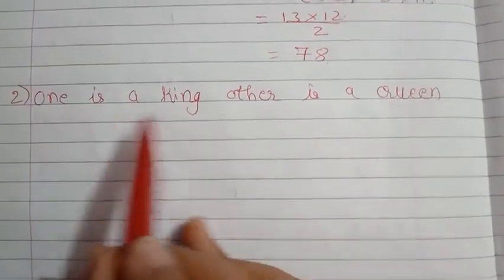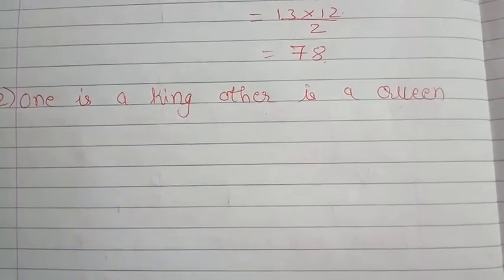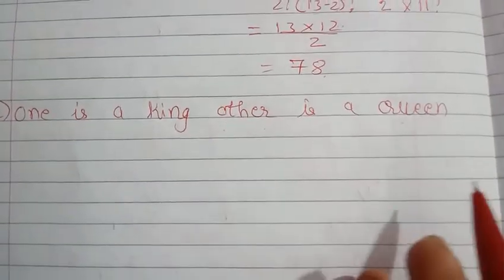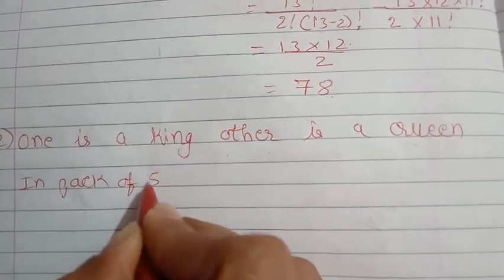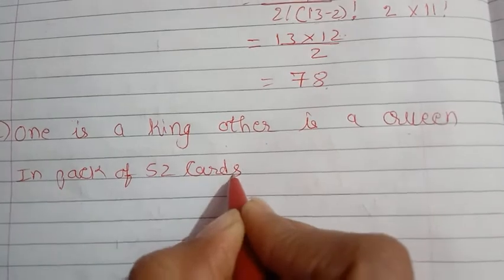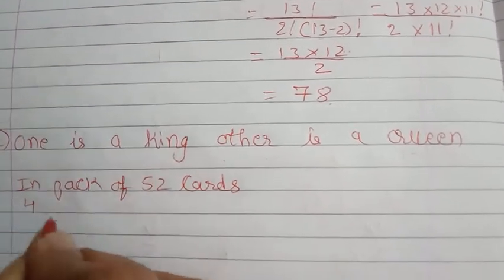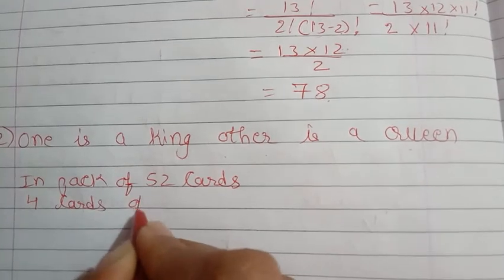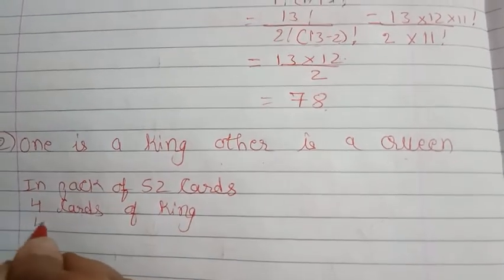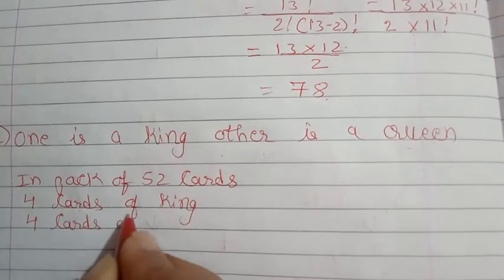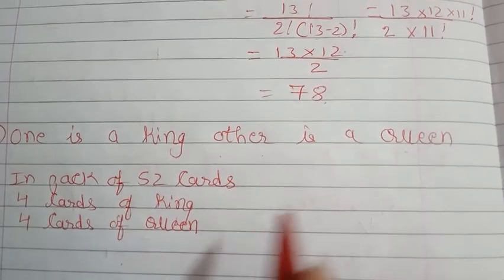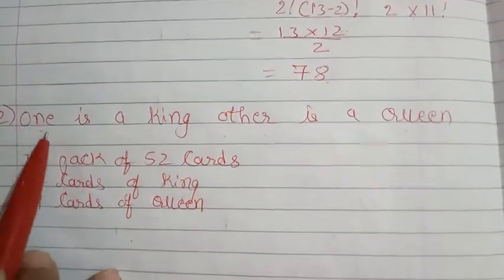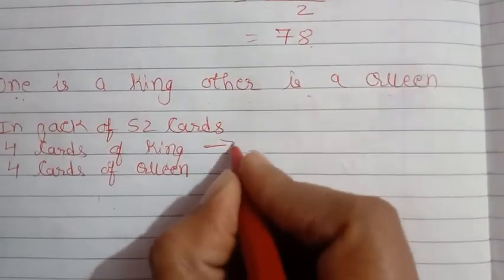Now the next question, that is one is a king and the other is a queen. Now here they have not specified that it should be of diamond or of heart. So in a pack of 52 cards, there are 4 cards of king and 4 cards of queen, right? Now from that, what do we have to select? One is a king and the other is a queen. So one king we have to select.